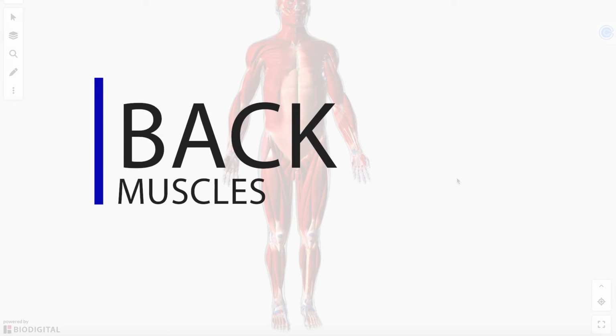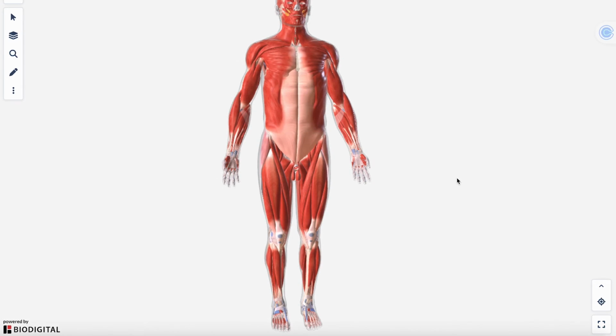Okay, so let's get into it. Let's go over the muscles of the back. And there are layers, just like with any other aspect of the body. And there's the extrinsic layer and the intrinsic layer. The extrinsic layer is broken down into the superficial and the intermediate layer.